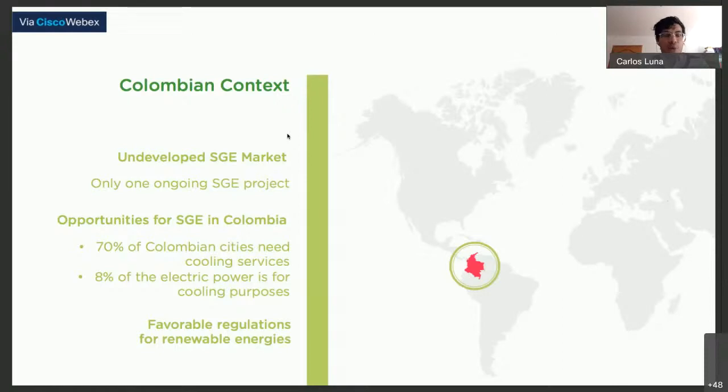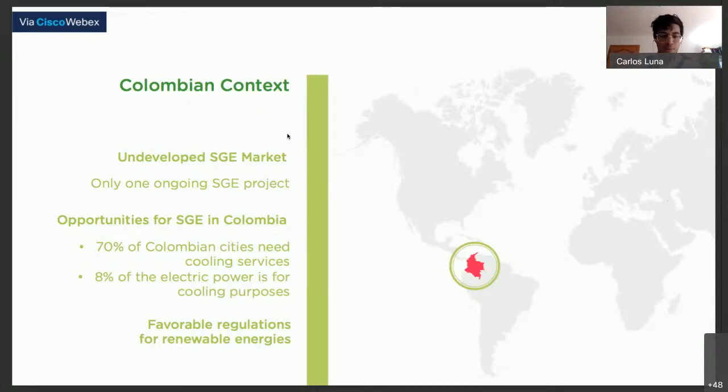energy. For example, 70% of Colombian cities are located in zones where cooling is strictly necessary all year round. In Colombia, we don't have these seasons. We only have rain or drought seasons, but not as in Europe. Also, in Colombia, 8% of the electric power is exclusively for cooling purposes. Another fact, 70% of residential spaces' electric demand is for air conditioning, and 60% of commercial spaces' electric demand is for air conditioning as well. And that is just cooling; there are also industrial needs, such as heating, that may be another very interesting factor for the deployment of this renewable energy.